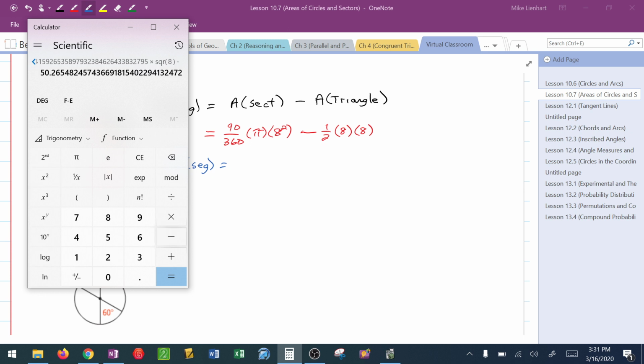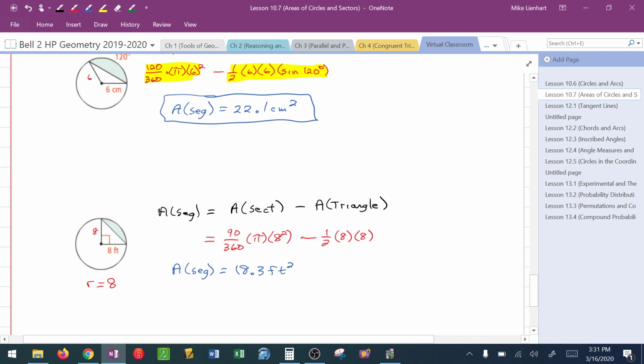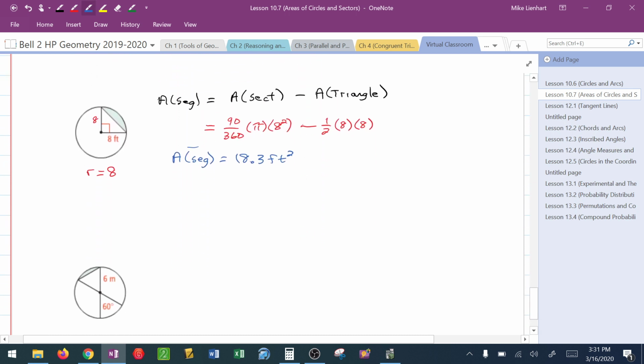minus, and remember you wanted to do all this secondary calculation here, so I'm going to put a parenthesis, 0.5 times 8 times 8. Base times height divided by 2. And that gives me 18.3 rounded to the nearest tenth square feet. Did I label that one right? Yeah. Square feet. All right.